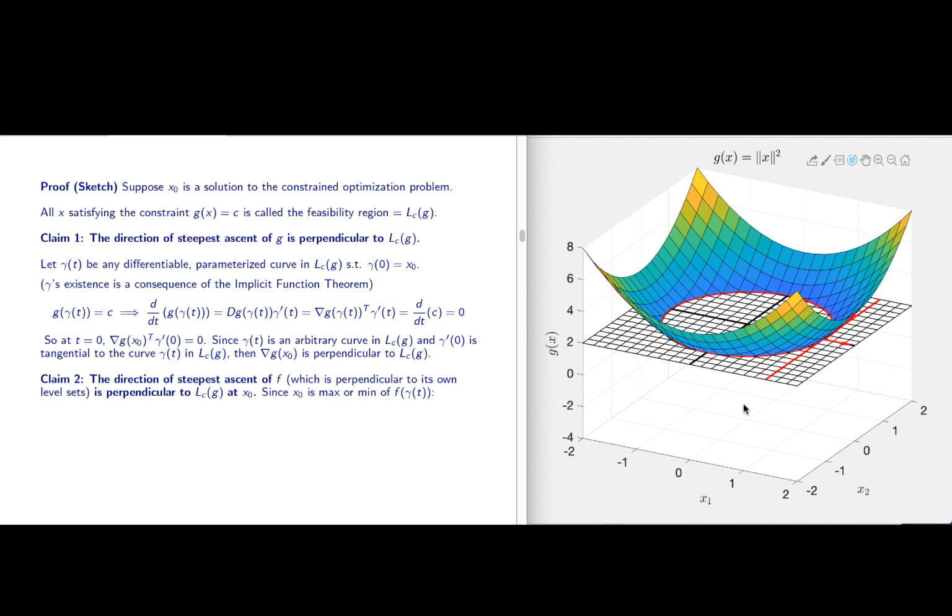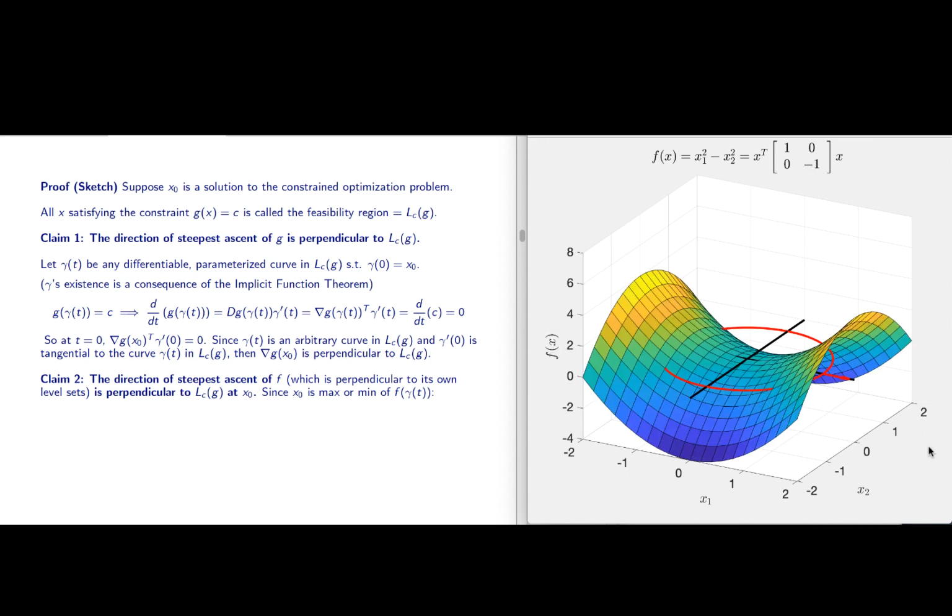So claim 2: the direction of steepest descent of f, which by the same reasoning is perpendicular to its own level set, is perpendicular to the feasibility region at x naught, and only at x naught, in this example, since x naught is a max or min of f of gamma of t.